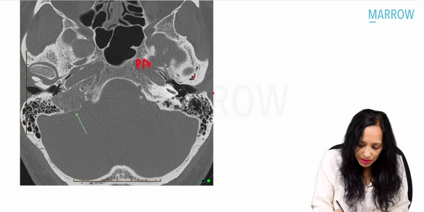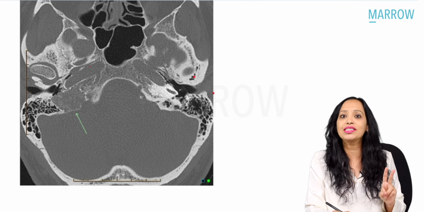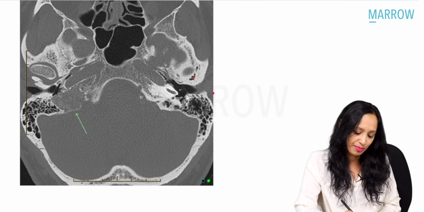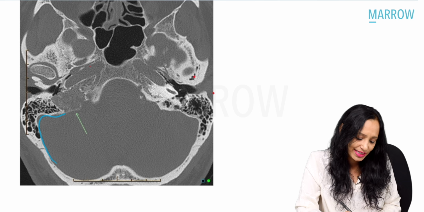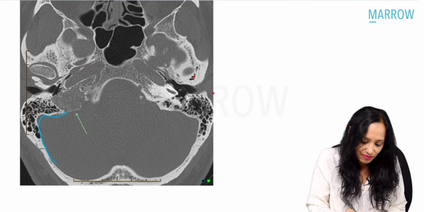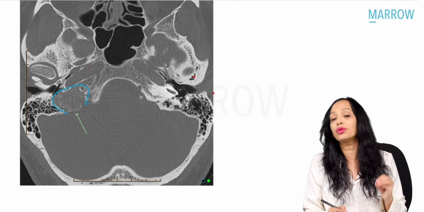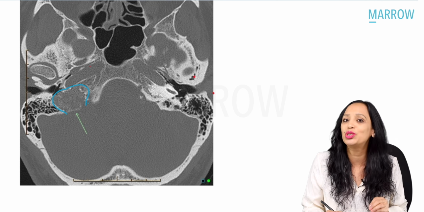Are we seeing something? No, I don't think we are seeing anything. The second area of interest is the jugular foramen. What is the jugular foramen area? So this is the sigmoid sinus, and yes, this is the jugular foramen area. Can we see a huge tumor here in the jugular foramen area? Yes, this is a glomus jugulare.